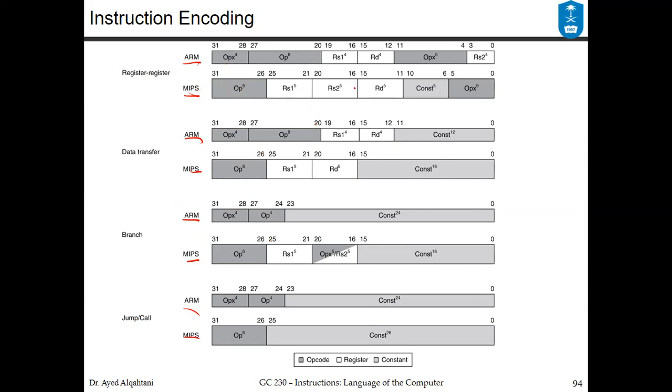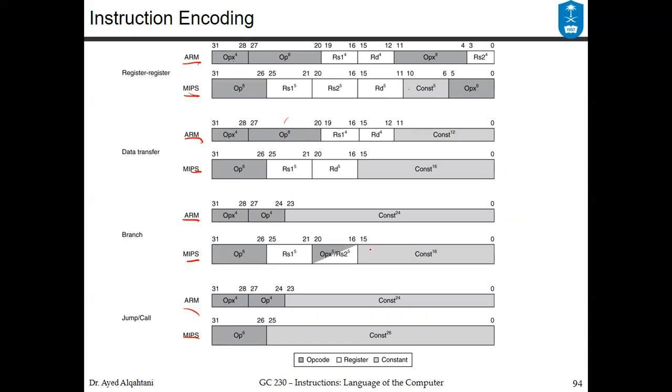Remember, we have 6, 5, 5, 5, 5, and 6. Here we have 4, 8, 4, 4, 8, and 4. This is their breakdown of the R-type instructions. In the data transfer, remember we have a constant with 16 bits. They have only 12. And they have more opcode bits, meaning that you can add a lot of different instructions in the ARM ISA.